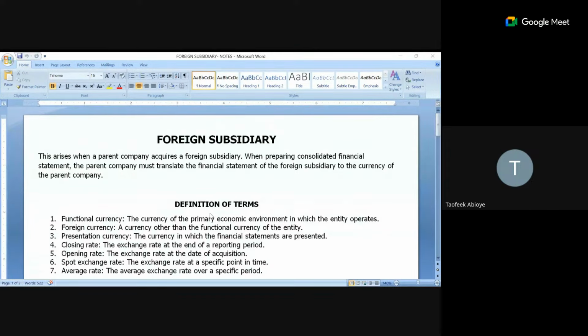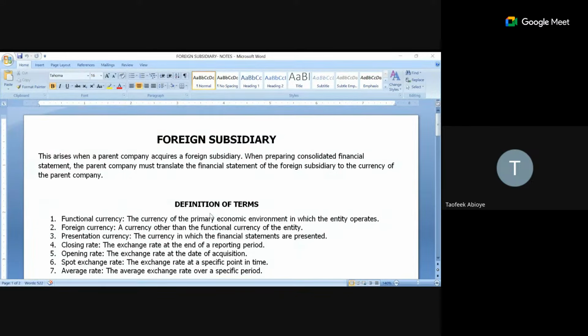Now, foreign currency is a currency other than the functional currency. That means a currency that is not the functional currency. It can be pounds, dollars, euros, cedis, rand, yen, and the likes. There are so many currencies. So that is foreign currency.